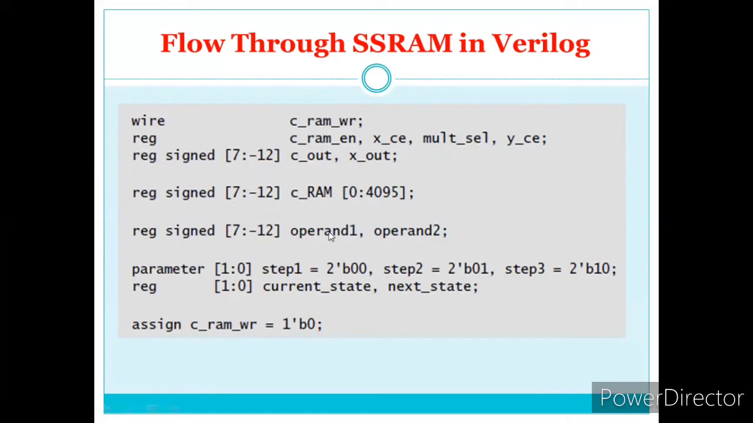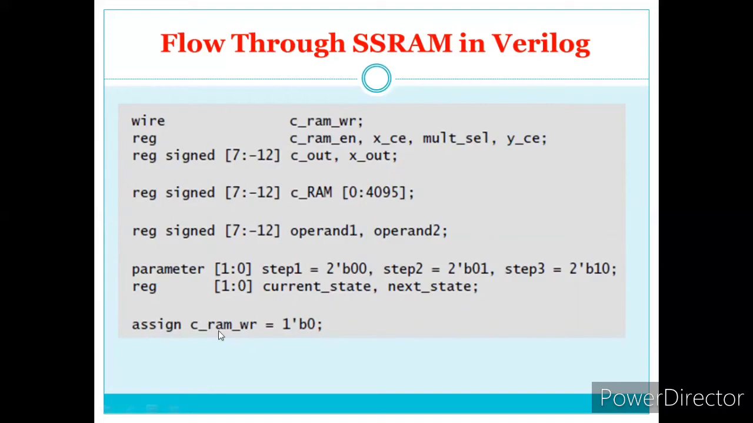Then the intermediate operands, which we read from the memory and the chip, operand 1 and operand 2. Since we know that there are three states, the parameter we have defined is 1 colon 0, because three states can be represented with 2 bits. So it is 00 for step 1, 01 for step 2, and 10 for step 3. We have two state variables: one is the current state and another is the next state, because when the current state completes its operation, we go to the next state.